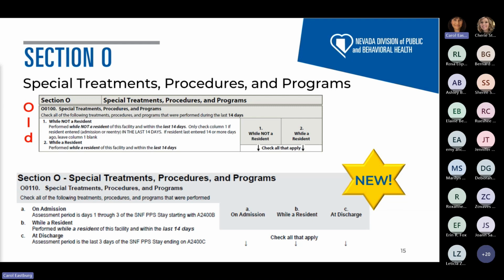Now we see there are 3 points in time in which to indicate if a special treatment, procedure, or program was performed. A, on admission, that is during the first 3 days of a Medicare Part A stay. B, while a resident. And C, at discharge. The instructions to, quote, indicate all that apply, close quote, remain the same as before.